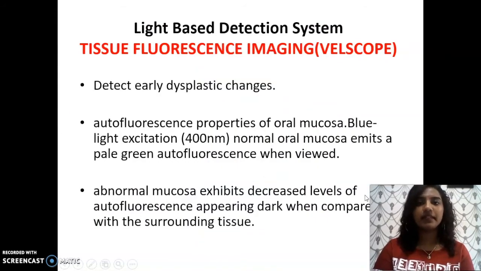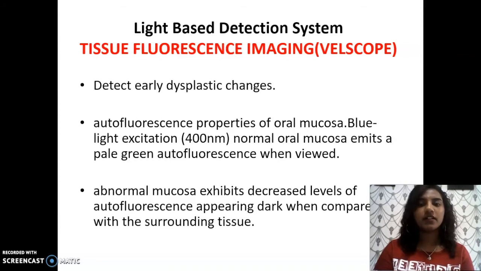Moving on to light-based detection system, tissue fluorescent imaging or VELscope. This detects early dysplastic changes. Autofluorescent property of oral mucosa, blue light excitation 400 nanometers. Normal oral mucosa emits a pale green autofluorescence when viewed, whereas abnormal mucosa exhibits decreased level of autofluorescence, appearing dark when compared with surrounding tissue.